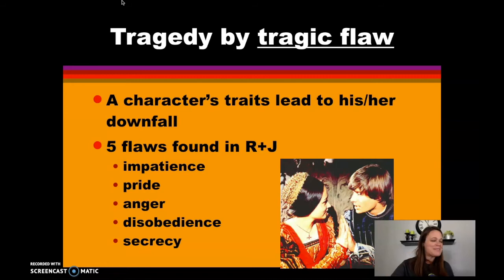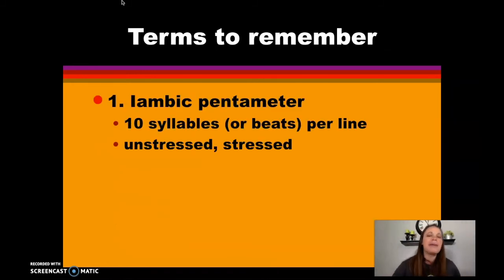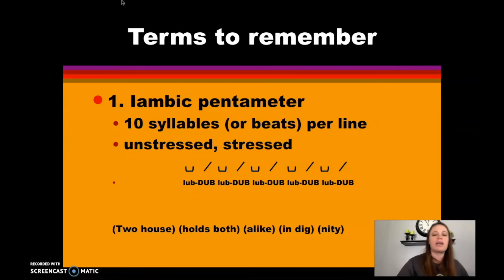I'll just say that. Some terms that you need to know and remember. The first one is iambic pentameter, and when we come back from spring break, I'll talk more about this. But these are the things you need to know at this point. Ten syllables per line. And then it follows a pattern of one unstressed syllable, and then one stressed syllable, and so on. The way you mark it looks like this.